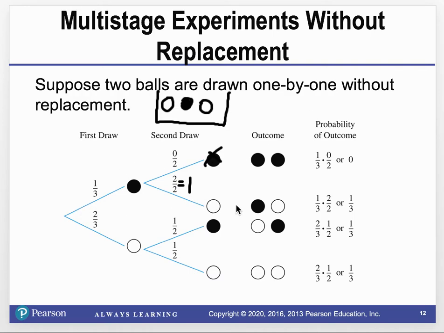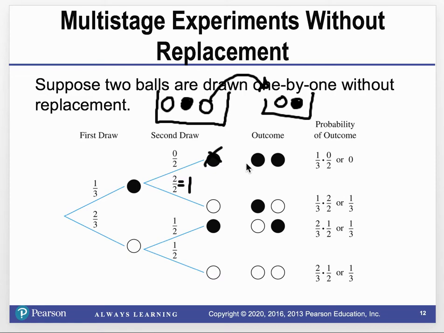So that gets me this stage. If the ball I had drawn on my first draw was white, then one of these would be removed and I would be left with this for my second draw, meaning that there's a 1 out of 2 chance I'm going to get a black ball this time and a 1 out of 2 chance I'd get a white ball.